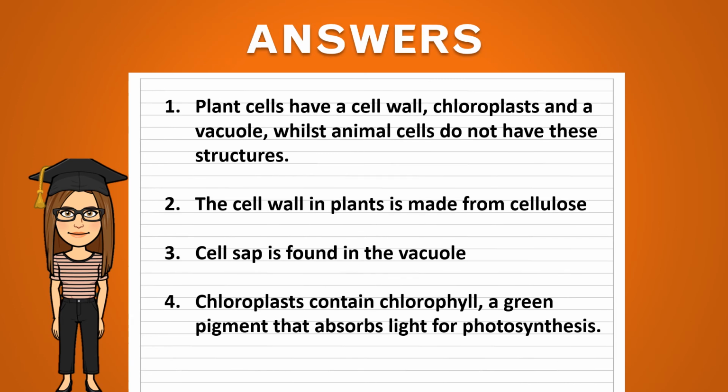So question number 1, plant cells have a cell wall, chloroplasts and a vacuole, whilst animal cells do not contain these structures. Question number 2, the cell wall in plants is made from cellulose, which is a polymer of glucose. Number 3, cell sap is found in the vacuole of the plant cell. And question number 4, chloroplasts contain chlorophyll, which is a green pigment that absorbs sunlight for photosynthesis. The keywords we are looking for in question number 4 are chlorophyll and photosynthesis.